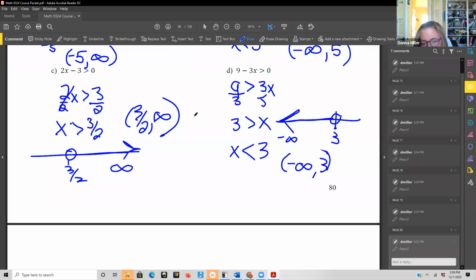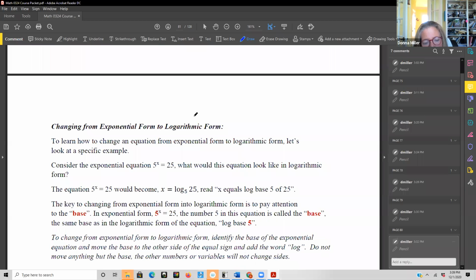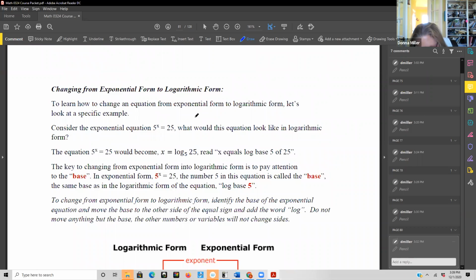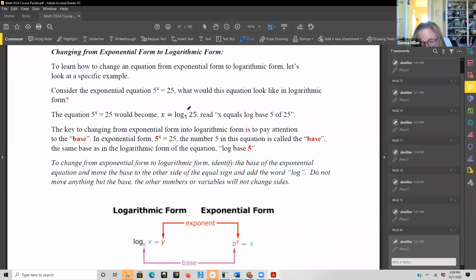All right. So there's your inequalities. Now, this is what I saw on one final problem on the final of 13 of our class on this. So I want you to be aware that there may be a log problem on there.